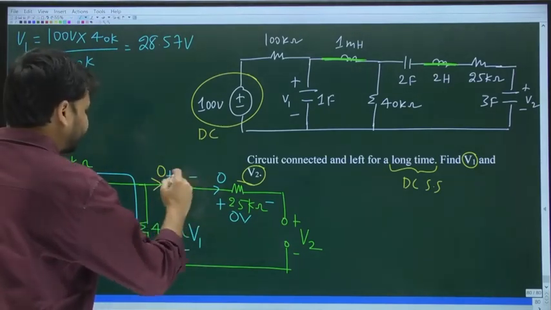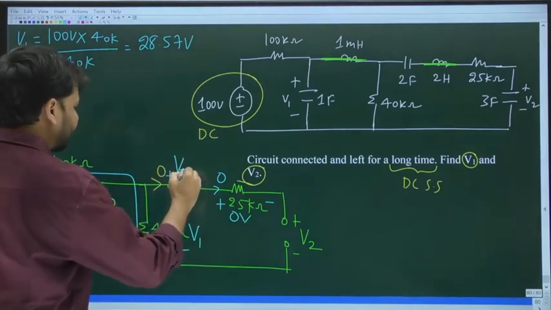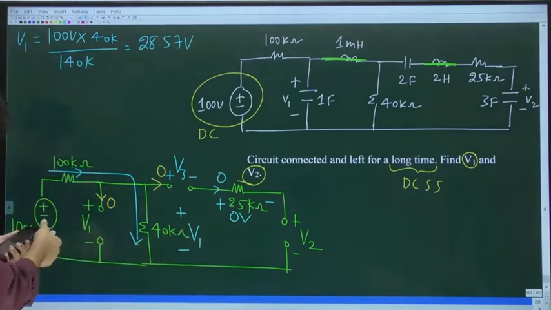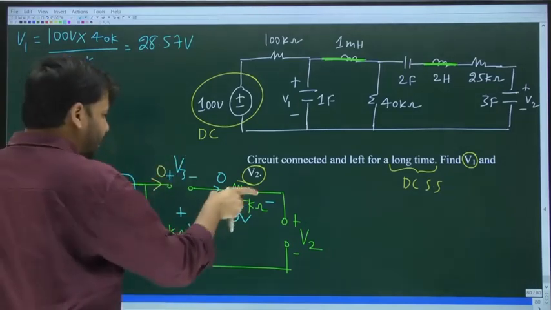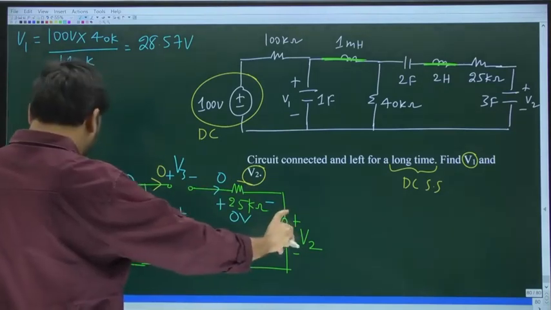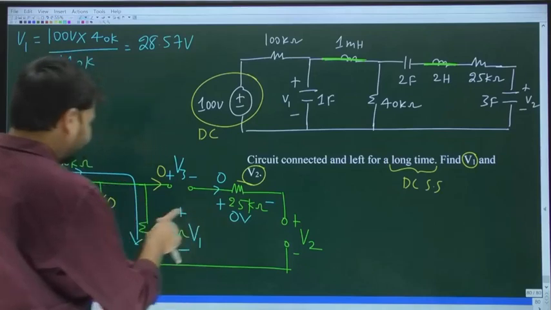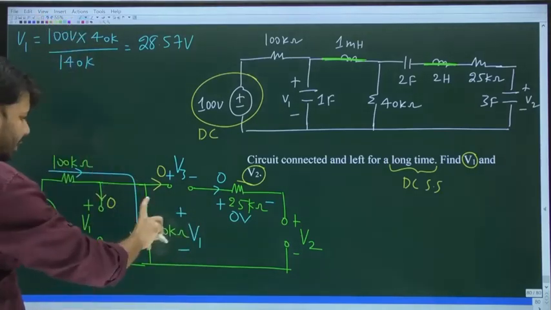See what we can do? We can assume the voltage drop across this open circuit to be some V3. Look at this carefully. Drop across this open circuit, let it be V3. Then the drop across 25 kilo ohm is zero, since the current is zero. And the drop across this open circuit is V2, and that is what we have to find. And the drop across 40k is V1.